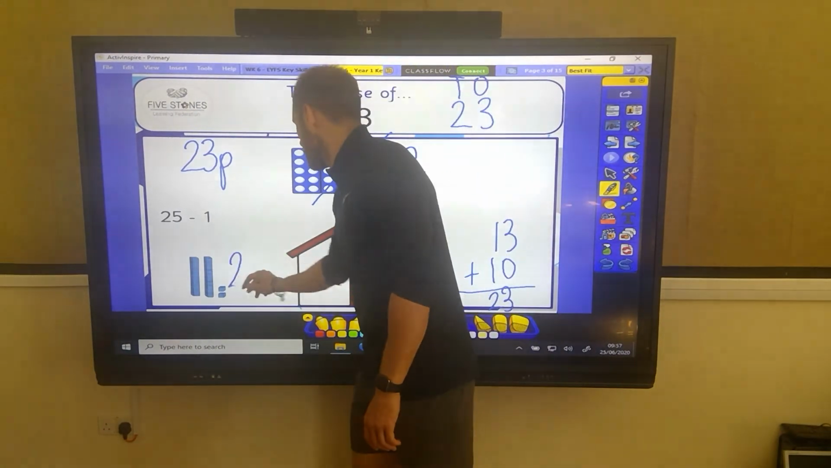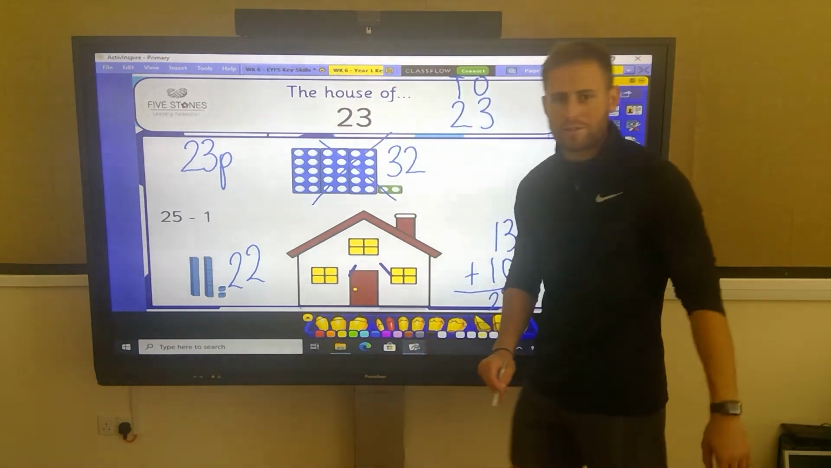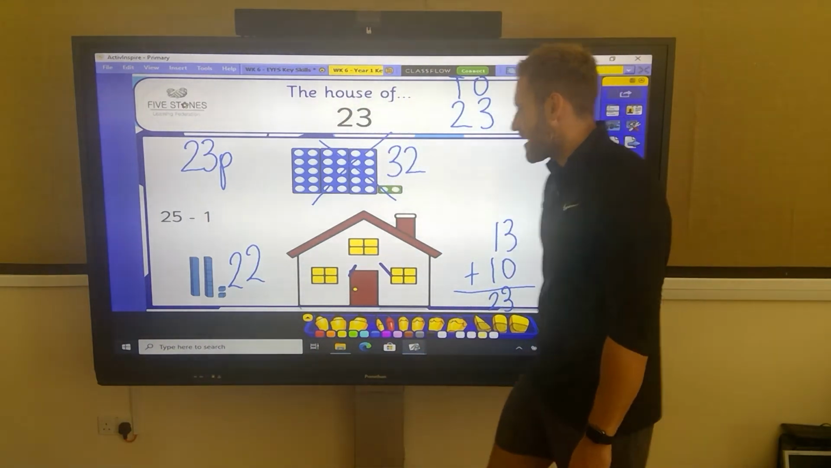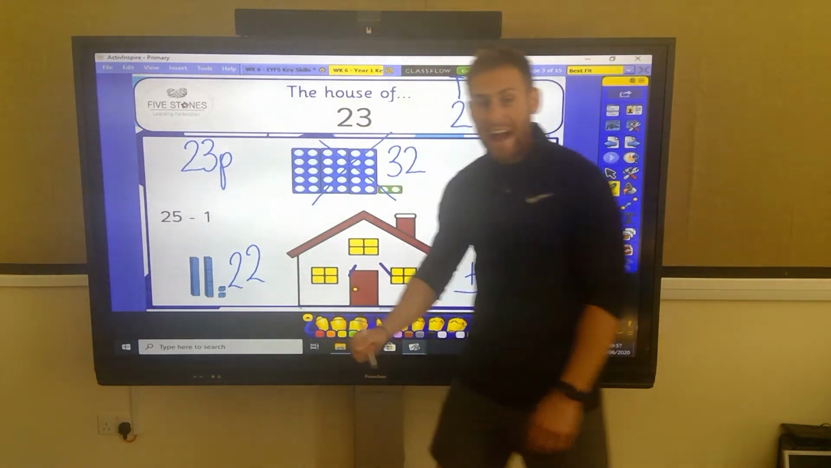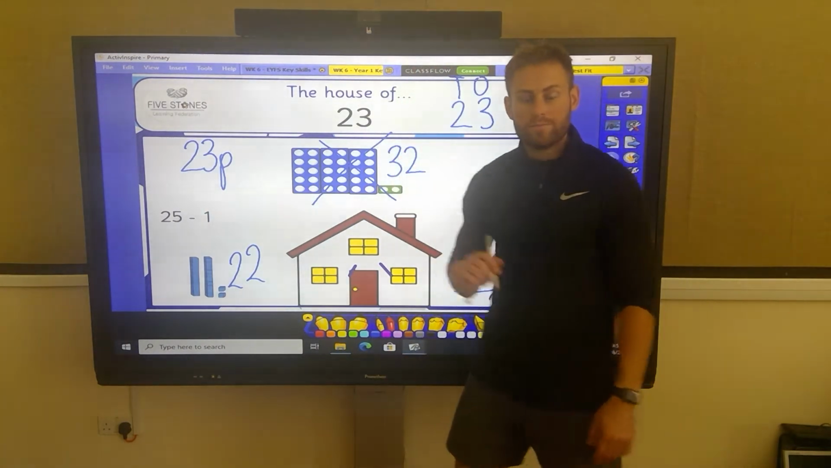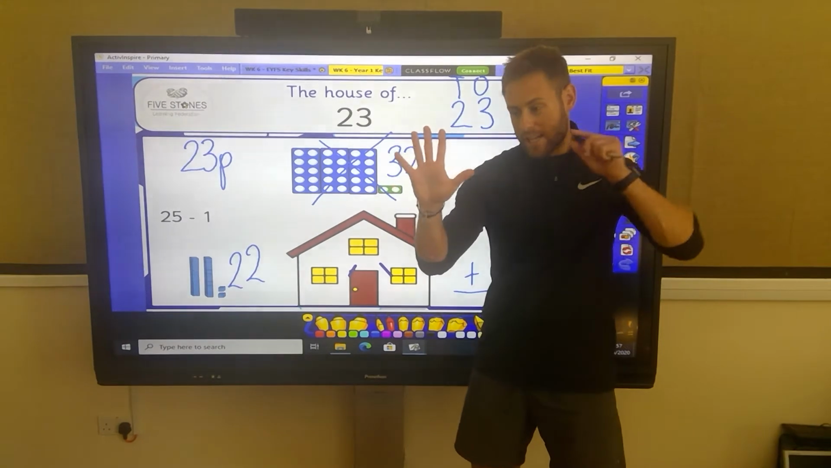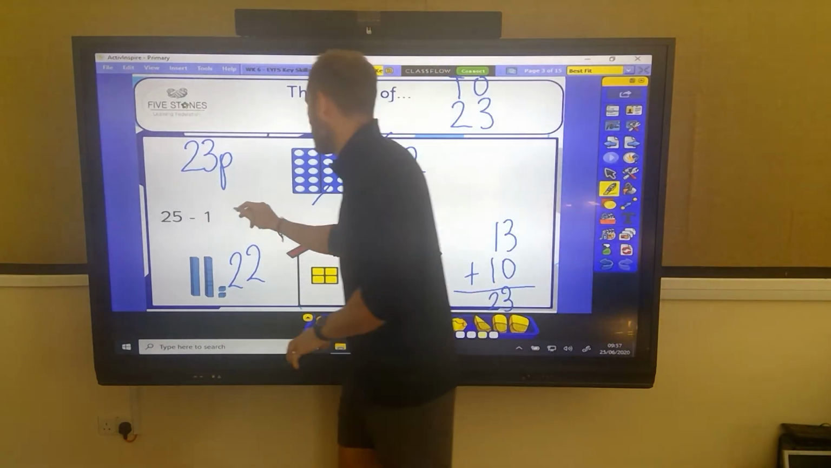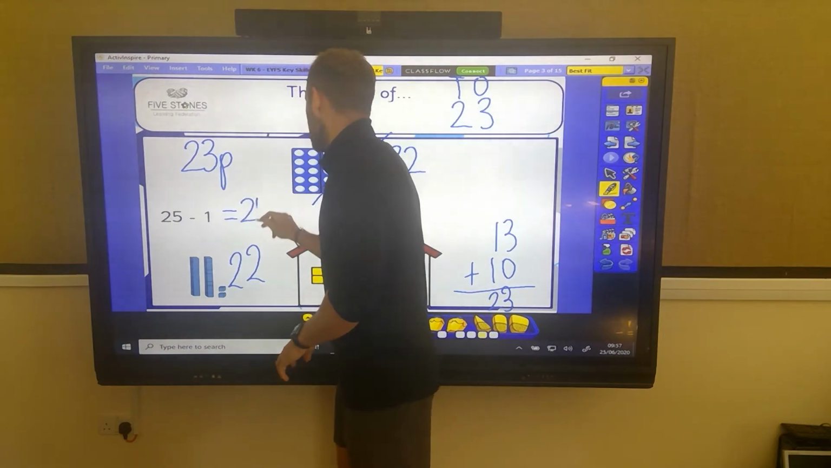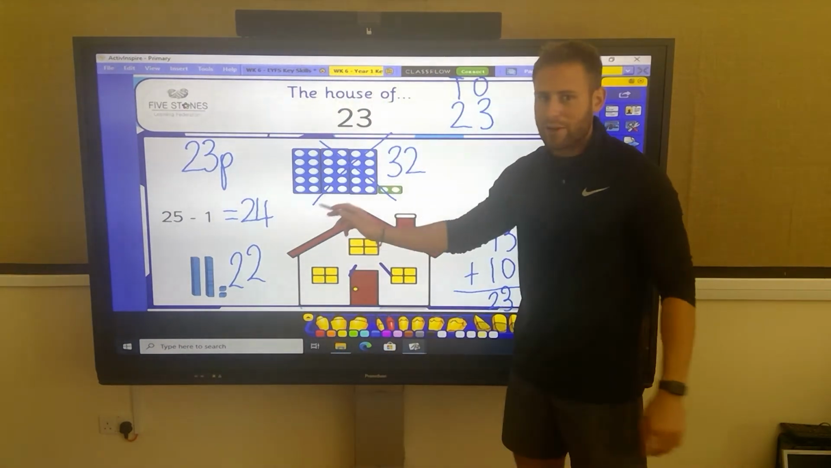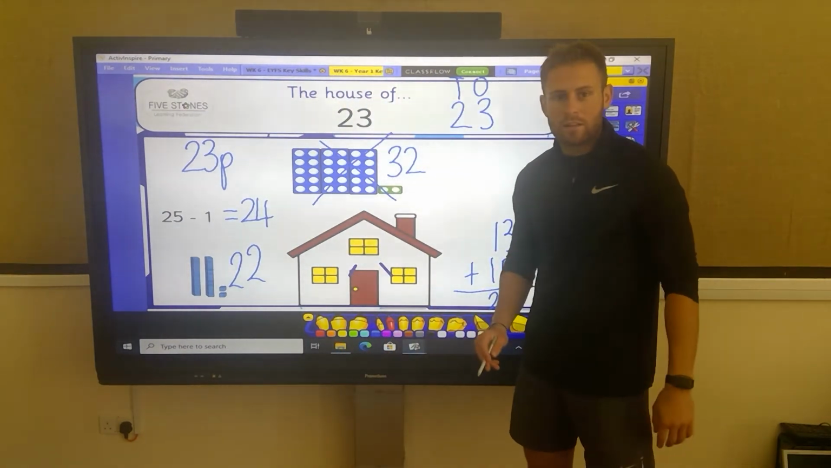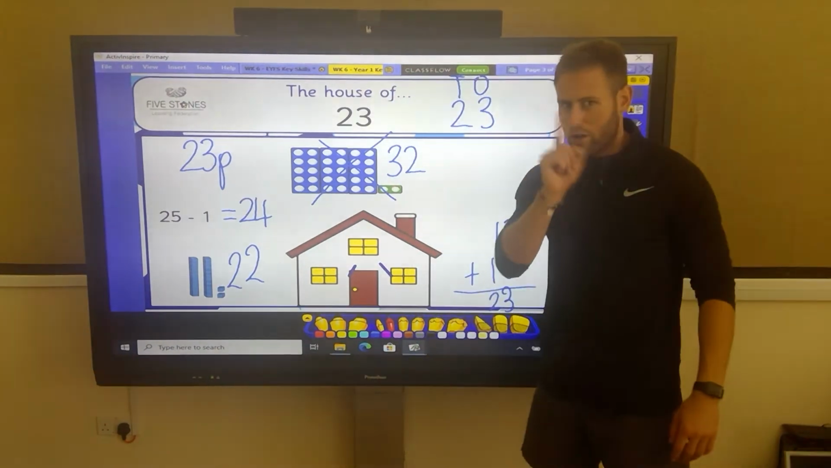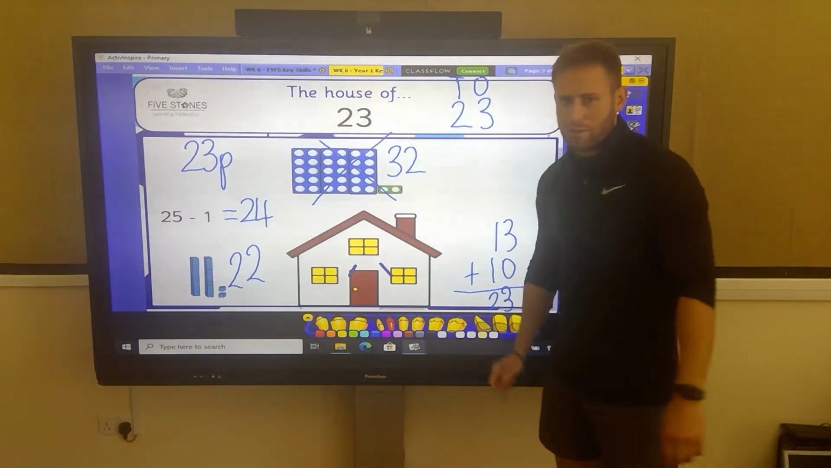22. Can 22 enter our house of 23? No, it can't, can it? And then we've got 25, take away 1. 25, take away 1 is 24. So that equals 24. So can that enter the house of 23? No, it can't. So these numbers are very close, but they're not allowed in our house of 23.